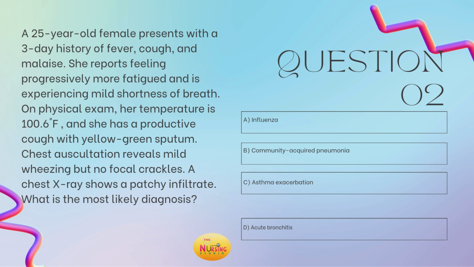Now, her presentation can make you think of many differentials, right? It can take you down, does she have the flu? Does she have bronchitis? Does she have a cold? Does she have pneumonia? Going through all the things. But that chest x-ray again shows patchy infiltrates. What does that tell you? That's that confirmation of community-acquired pneumonia, right?